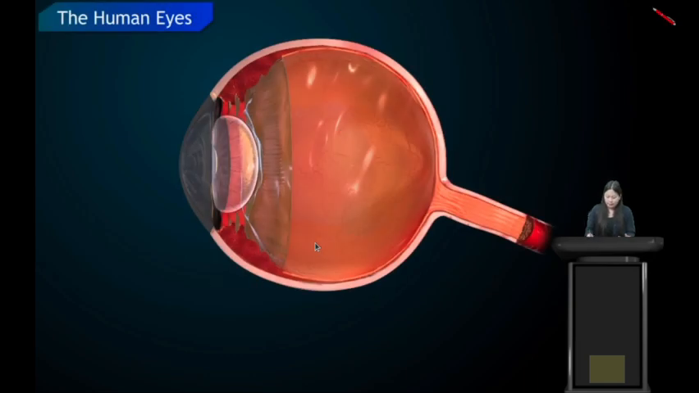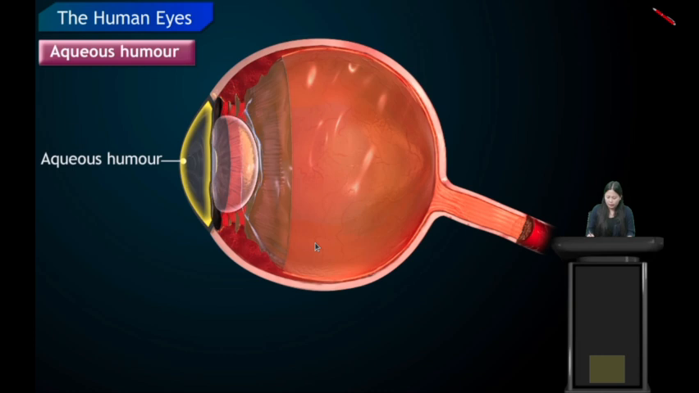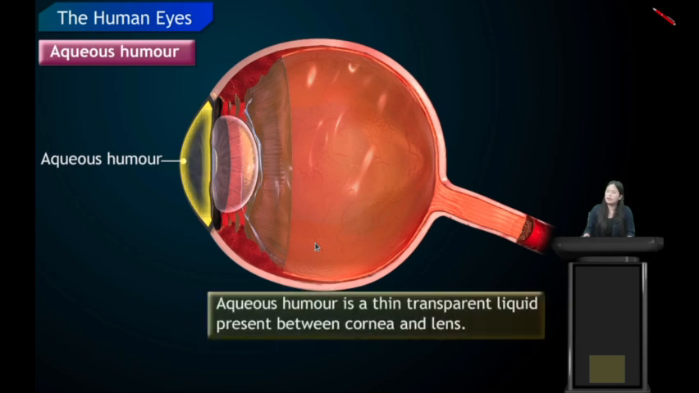The human eyes again have some liquid. There are liquids present in our eyes. The first is the aqueous humor. Aqueous humor is present at the front. So aqueous humor is a thin transparent liquid present between the cornea and lens.